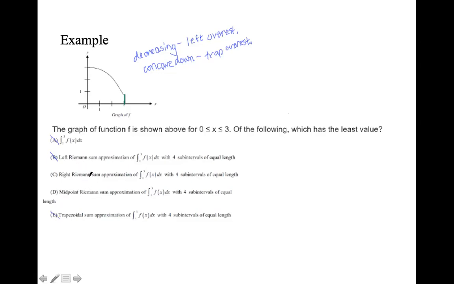And we want the one with the least value. So remember, a right Riemann sum, if it's decreasing, is an underestimate. Midpoints tend to be more accurate. We did some examples with Catherine, I think it was her trip from home to school or something, and the midpoint tends to be more accurate. This one is pretty far off the curve. So the answer we would choose is this. A right Riemann sum on a decreasing function is going to be an underestimate.